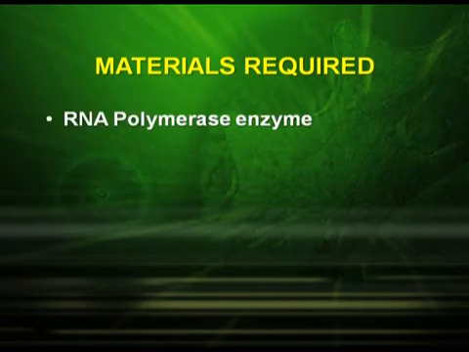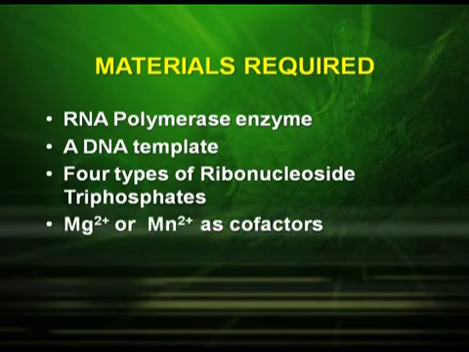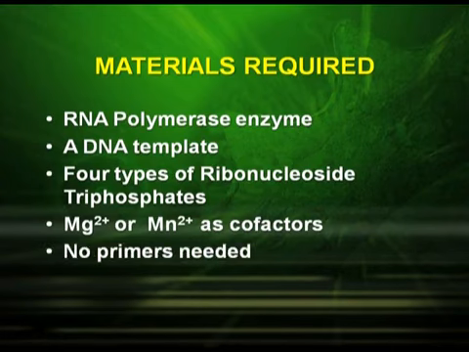Now let us see what are the materials required. The first very important enzyme is the RNA polymerase, a DNA template, then 4 types of ribonucleoside triphosphates corresponding to 2 purines and 2 pyrimidines, then magnesium and manganese ions as cofactors. But a very important thing here is that no primer is needed, which was needed in the DNA replication.